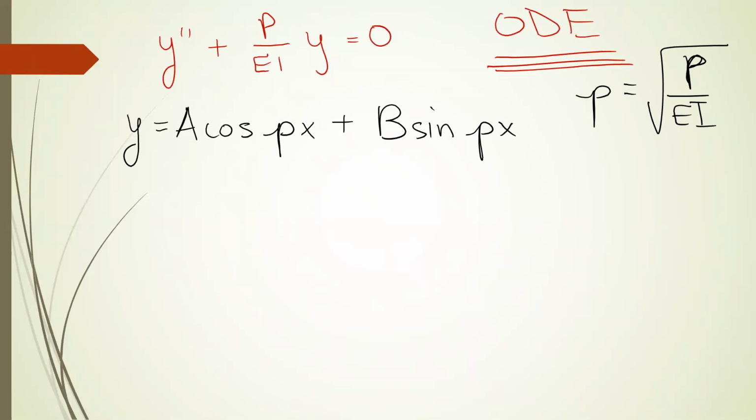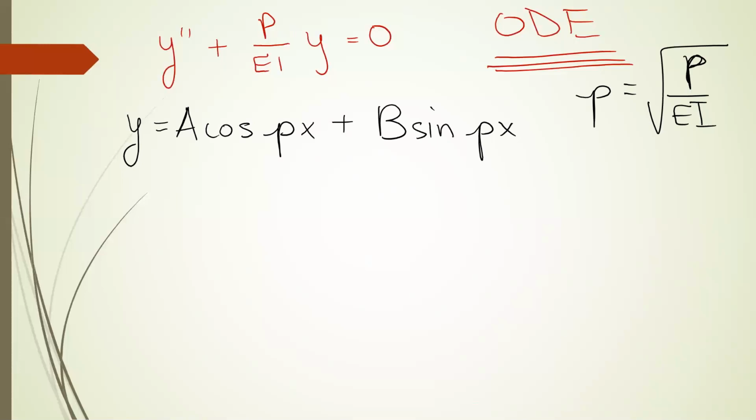Now that we have it, we want to solve for A and B. And A and B have to satisfy boundary conditions. Everything we've done so far is general. It could have applied for any boundary condition. But at this point, we're customizing it to this pin-pin situation.